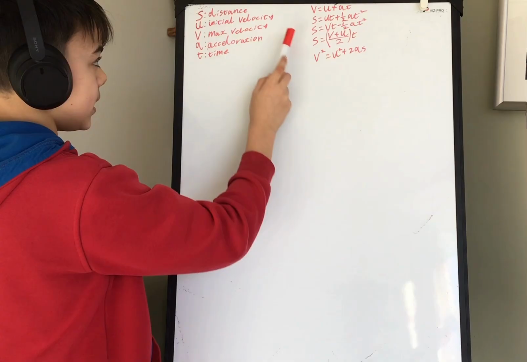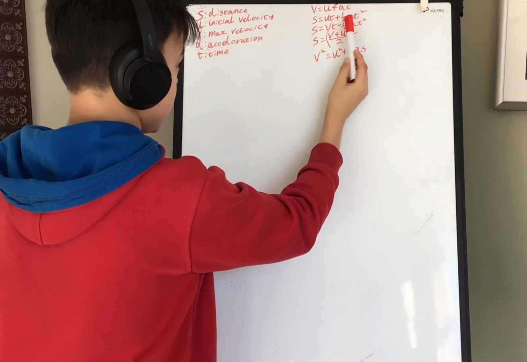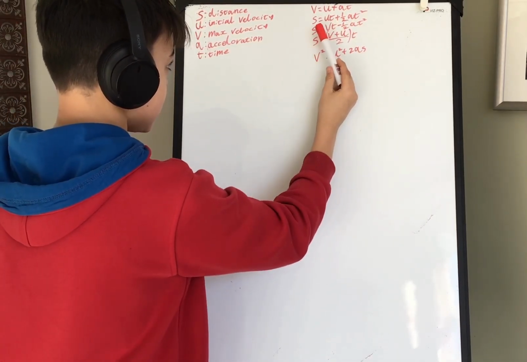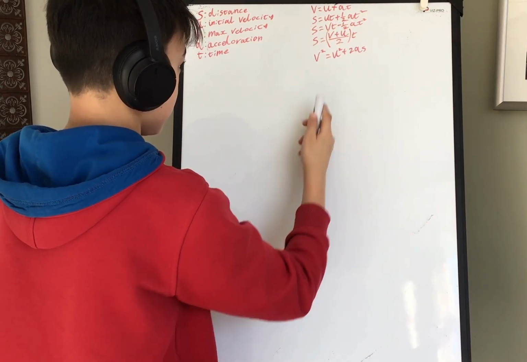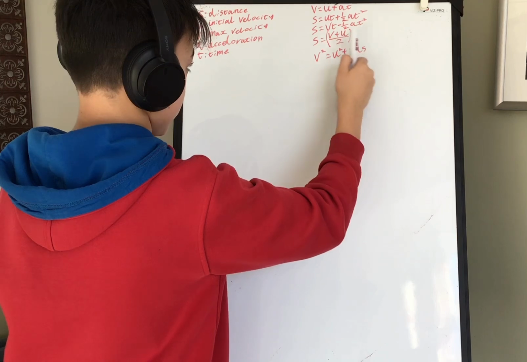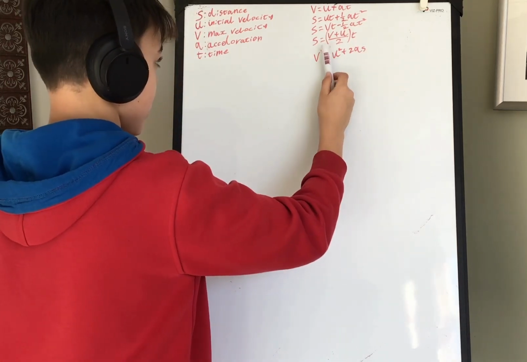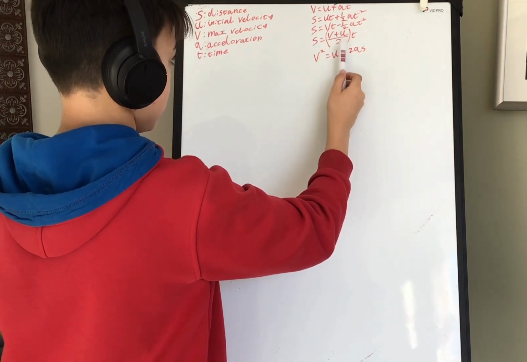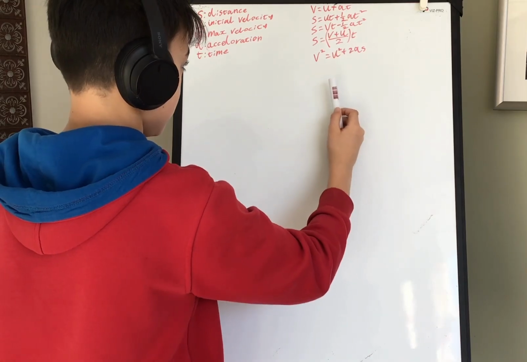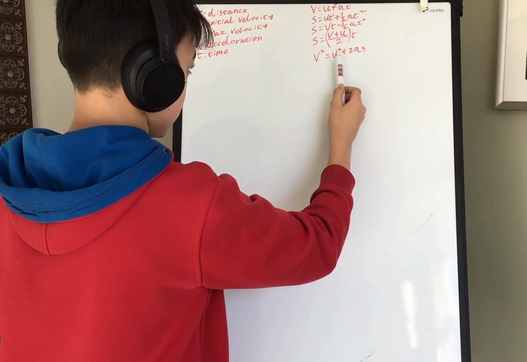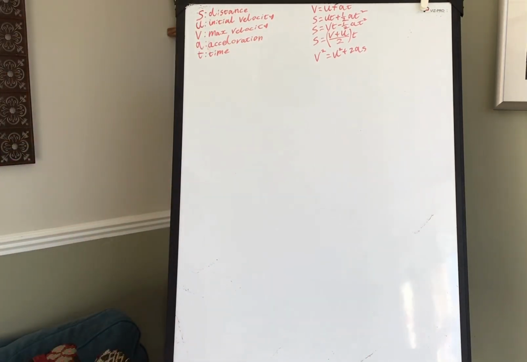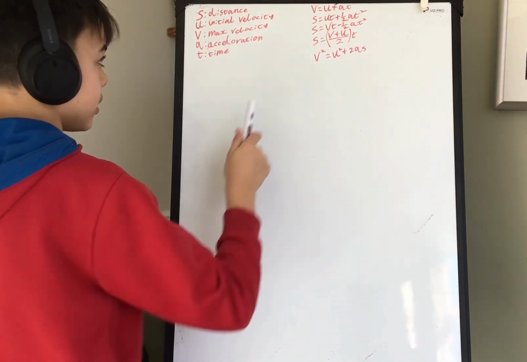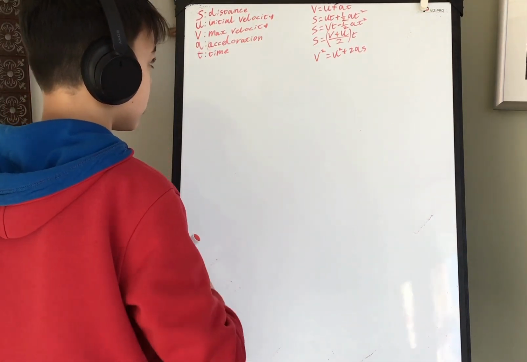So we've got V equals U plus AT, S equals UT plus 1/2 AT squared, S equals VT minus 1/2 AT squared, S equals (V plus U) over 2 times T, and V squared equals U squared plus 2AS. Okay, so we'll go from the top. So let's start with this one.